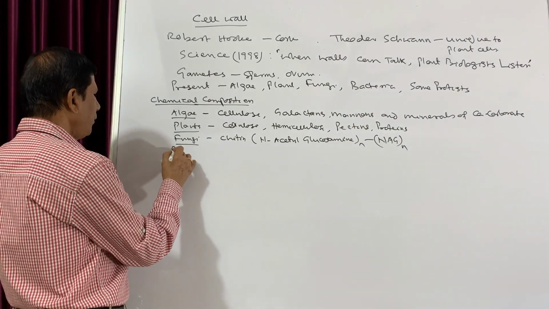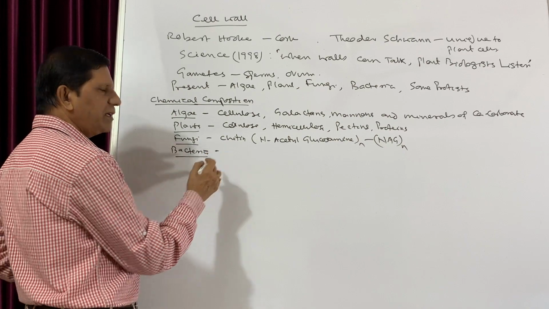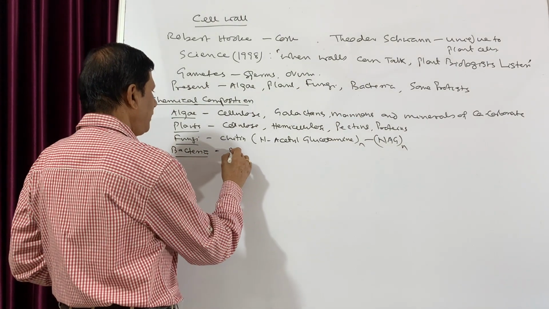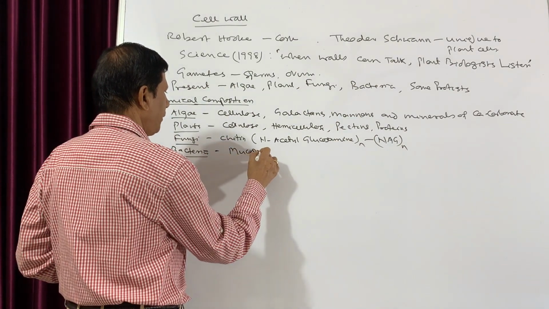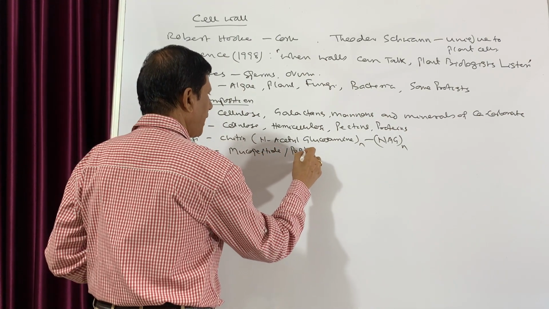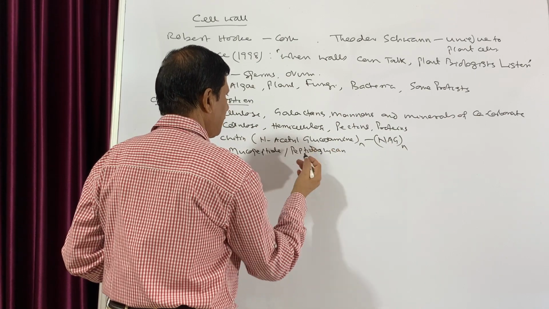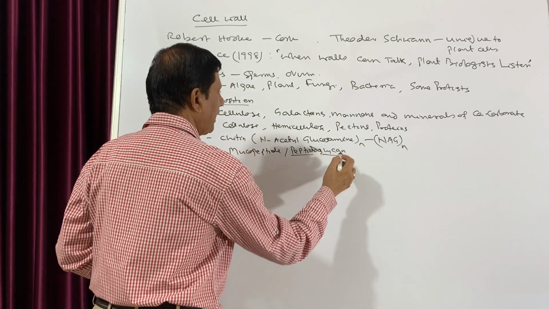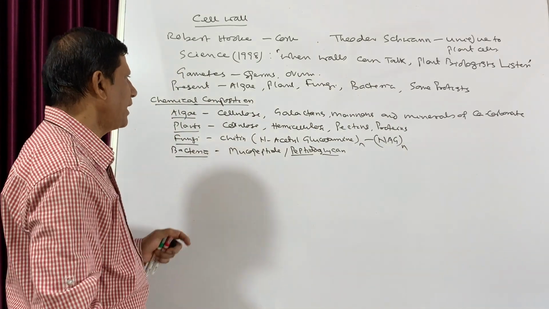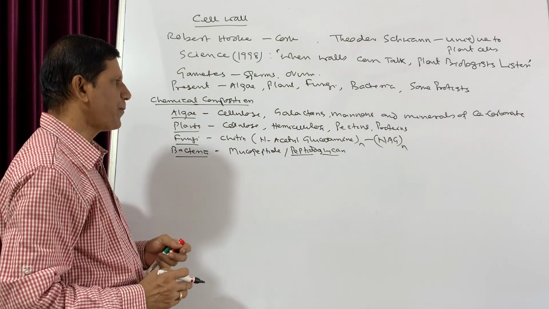And if you come to bacteria, usually the bacterial cell wall is made up of mucopeptide, or you can say peptidoglycan. That means peptide means protein, glycan means carbohydrate. But here our main discussion is mostly on these plant cells.